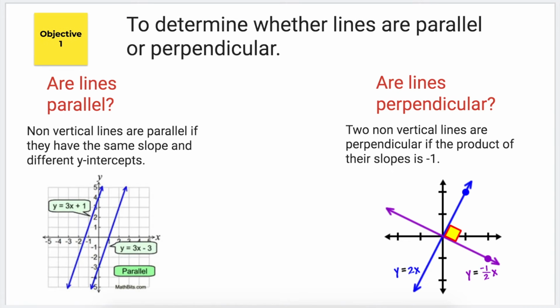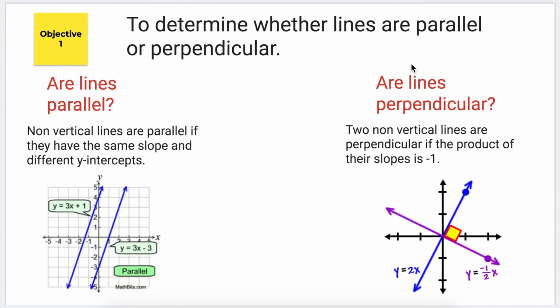The first objective is to determine whether lines are parallel or perpendicular. When it comes to parallel lines, non-vertical lines are parallel if they have the same slope and different y-intercepts. So here's an example of how that would look. These two lines are clearly parallel, and we can confirm that by looking at the slopes of each line. Then the two lines are parallel.